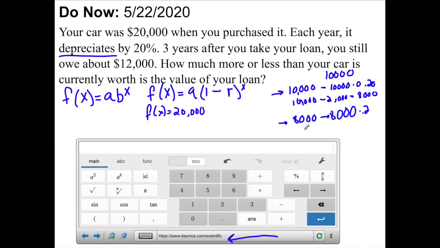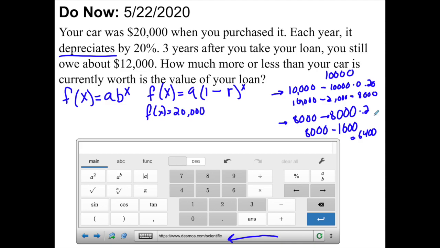Okay, and when I do that, it's 8,000 minus 1,600. And that's 6,400. So you can see you've actually gone down by less. Now you've only gone down by 1,600 instead of by 2,000. So you've gone down by less, but you've still gone down by quite a lot. Now this is only for 10,000.